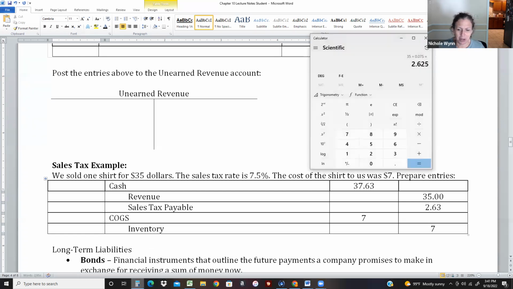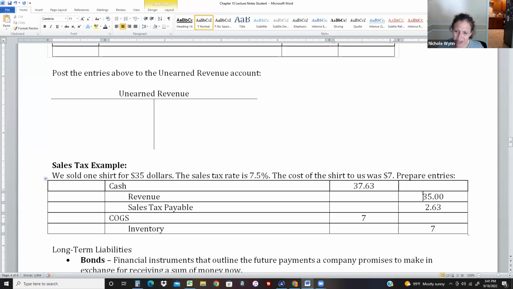Okay, so when we go through the register, we have to give the business an extra $2.63 on top of the 35. So in total, the business will bring in $37.63. They get to keep 35. They have to give this to the state. Okay, so that's how sales tax works. Sales tax payable is another liability.